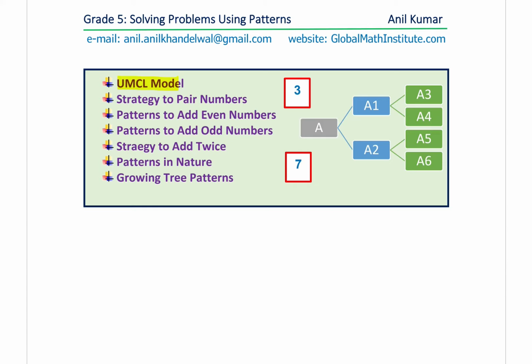We'll also see what could be a strategy to pair the numbers so that we could work with them very easily. So that is going to be our next topic. Now, this pairing could be done when we have an even number of numbers or an odd number of numbers. We'll also understand that it is sometimes even easier to add twice than just adding once, and that is very interesting to figure out. Then we'll see patterns in nature and we look into growing patterns. So let's begin with the model itself.